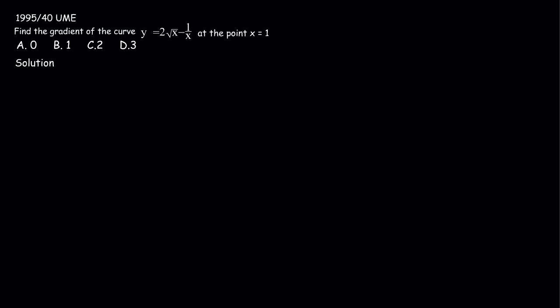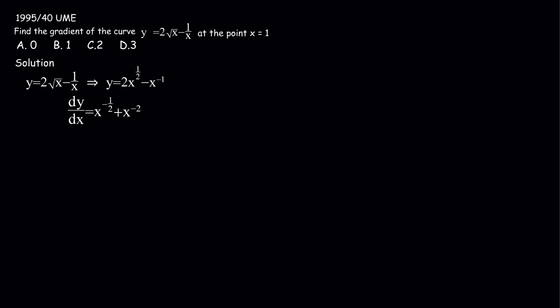Our next example states: find the gradient of the curve y equals 2 root x minus 1 divided by x at the point x equals 1. Now our first step is to write down our equation, y equals 2 root x minus 1 over x, and simplifying, this is also the same as y equals 2x to the power of 1 over 2 minus x to the power of minus 1. Our next step is to find our derivative. dy over dx will be equal to, differentiating 2x to the power of 1 over 2, is going to give us x to the power of minus 1 over 2.